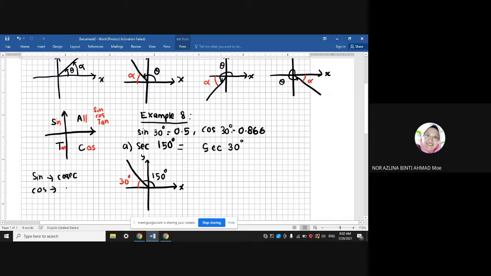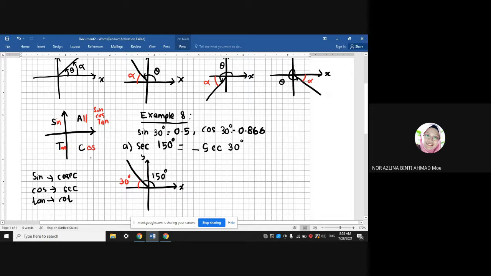Cos with secant. Tangent with cotangent. Sin positive, cosecant positive. Tangent positive, cotangent positive. Cosecant positive, secant positive. But now, this is secant 30 degrees at quadrant number 2. So quadrant number 2. Okay. Cosecant only positive. Secant will be negative.